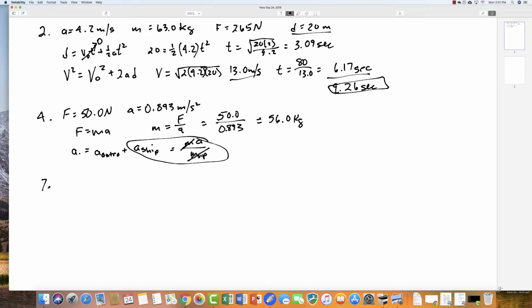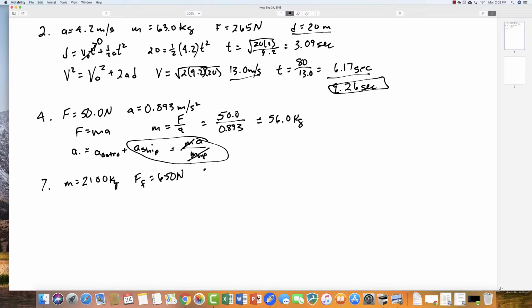The next problem is problem number 7. Problem number 7 states that a rocket sled, this is the rocket sled that actually was introduced in the text, and you have to use that information in order to do this problem, because otherwise you won't know that there are 4 jets, each giving an equal amount of thrust. So this rocket sled has a mass of 2,100 kilograms, and the friction force is equal to 650 newtons.